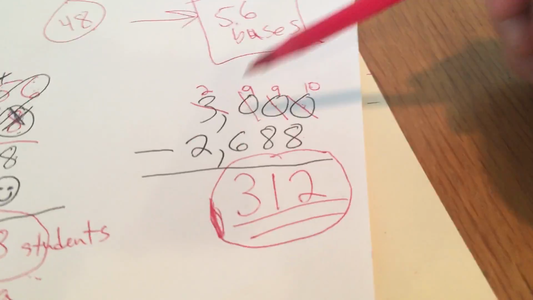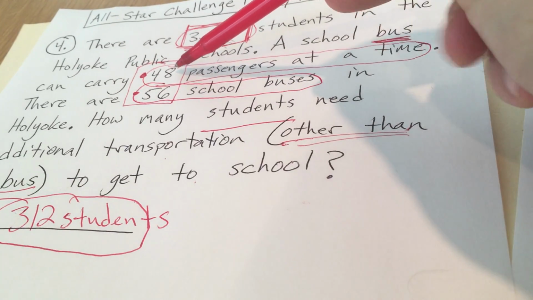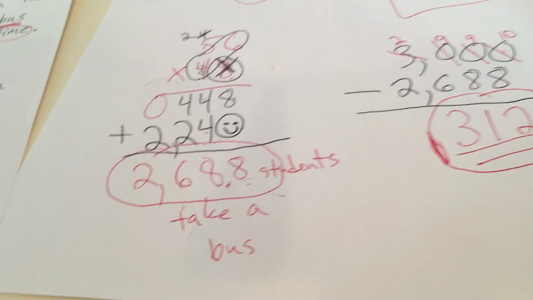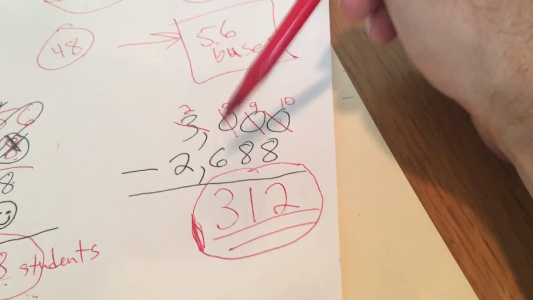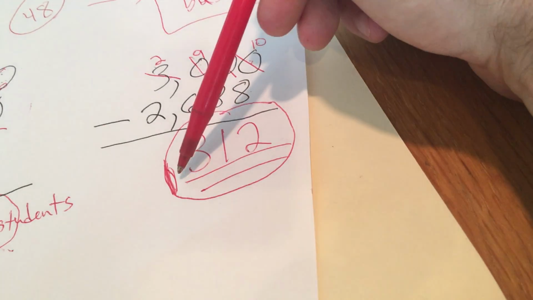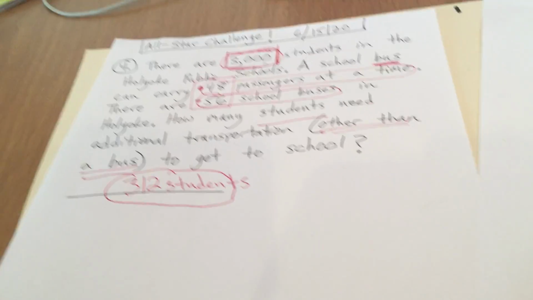And that's it. Okay, we had our total number of students. We had to find out how many kids could take buses. So to do that, we did 48 passengers times 56 buses. 48 times 56 was 2,688 students could take a bus. So then we took the total number of students and subtracted the number of students that could take a bus, and that told us the kids who can't take a bus, which are the kids who need additional transportation other than a bus, and that's 312 students.